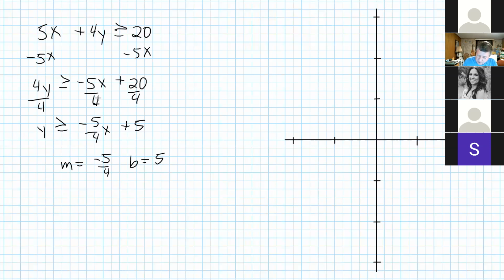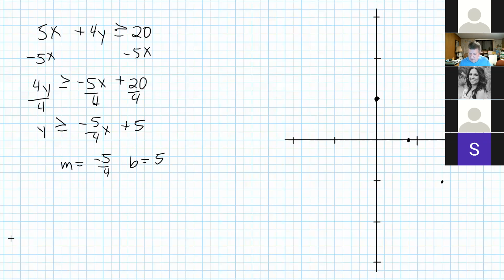All right, so that means it passes through the point 0, 5, and the slope is negative 5/4. So as we go from left to right, we're going to go down 5 and over 4. And let me move that picture out of the way there.